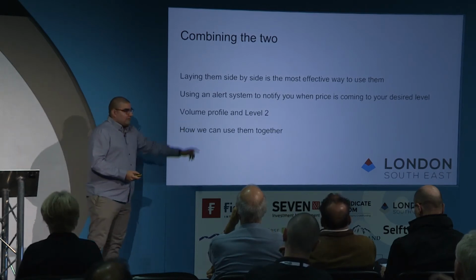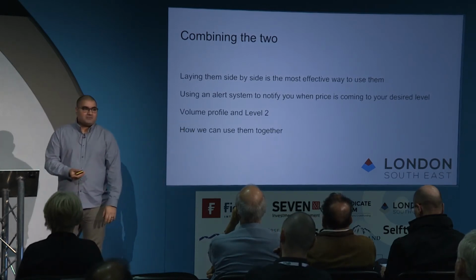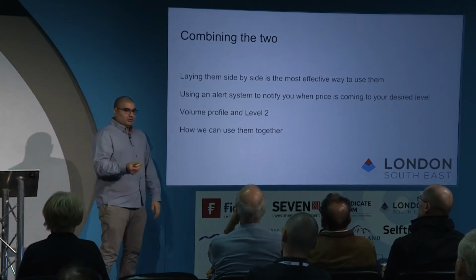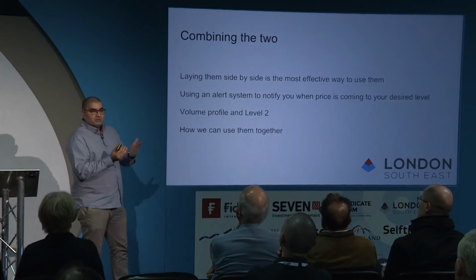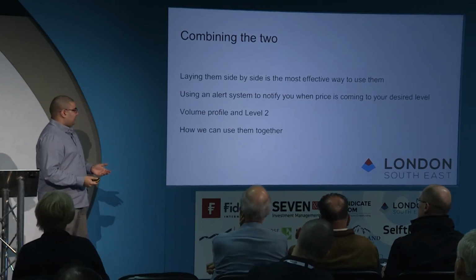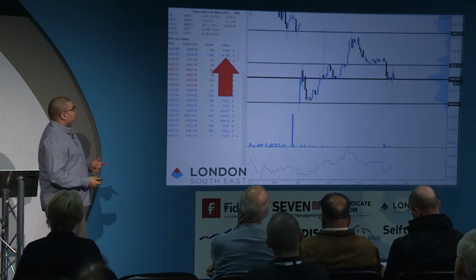So volume profile and level 2, they go hand in hand. Volume profile is the volume at price. Level 2 data is the volume at the time. Now, using the pair of them together, I feel like is perfect, and I'll show you how I do that in a minute. And how can we use them together?